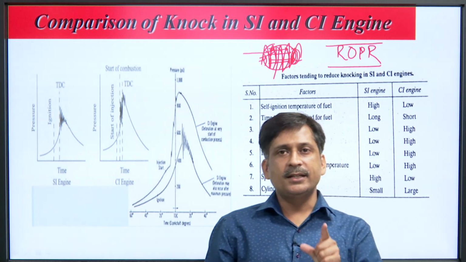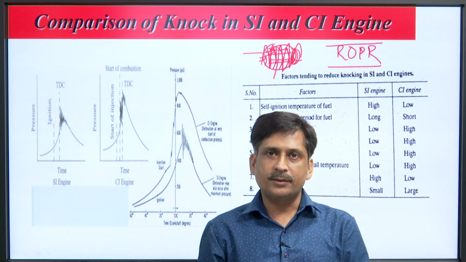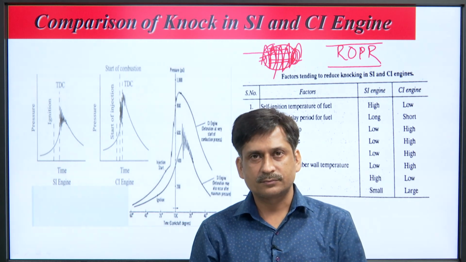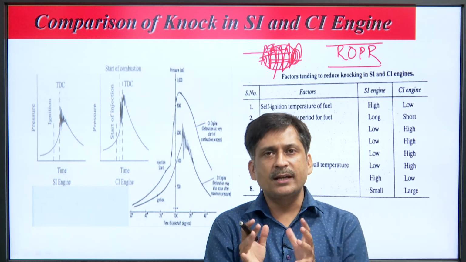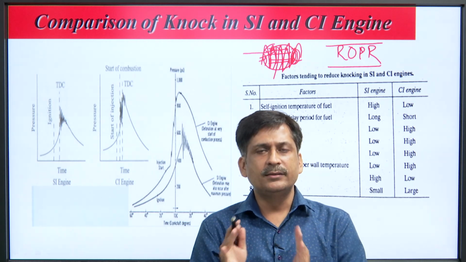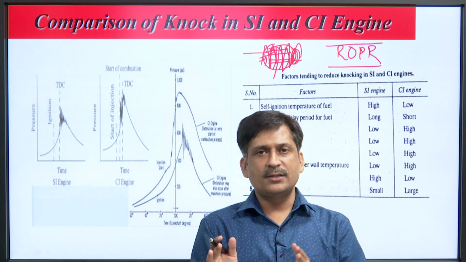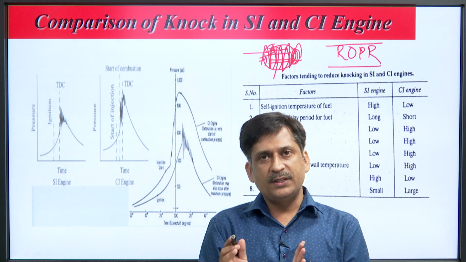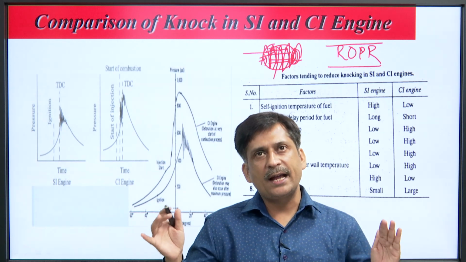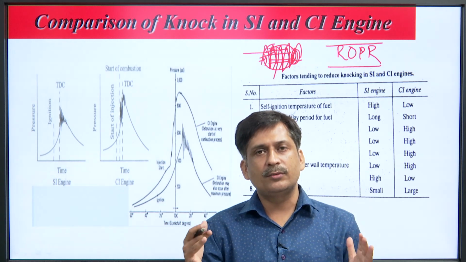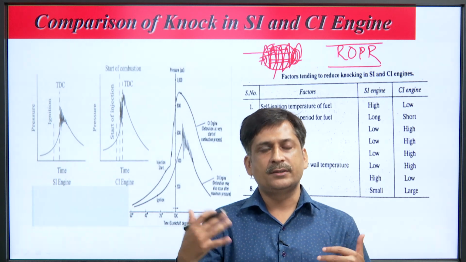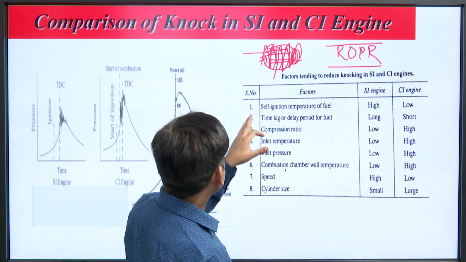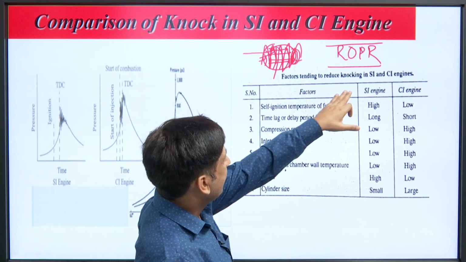So, in a CI engine there is knocking, but there should not be undesirable knocking, because here in a CI engine fuel burns during the delay period and there is no spark plug. So, there will be knocking, but if this delay period is very high, the combustion will take place at a very high rate, and then it is known as knocking in a CI engine. So, these are the factors tending to reduce knocking in SI and CI engines.